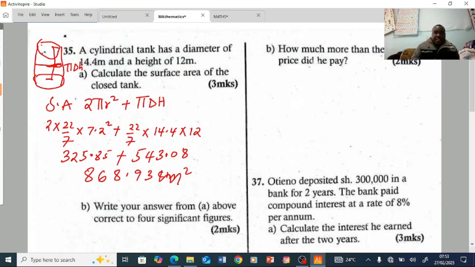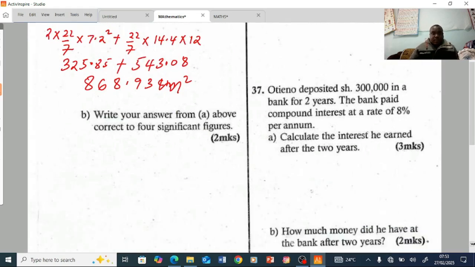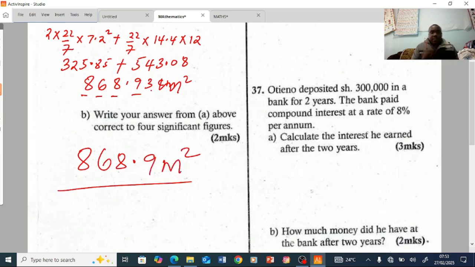Now we write this number. Write the above number correct to 4 significant figures. 1, 2, 3, 4. This one cannot be replaced, so we have 868.9 meters squared. That is 4 significant figures.